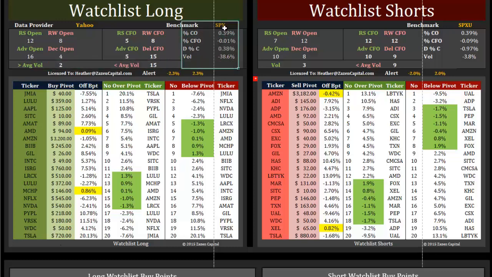Off to the right, under the benchmark, you can see the change at the open, from the open for the day for the selected benchmark, and the volume, whether it's coming in on above or below average volume.